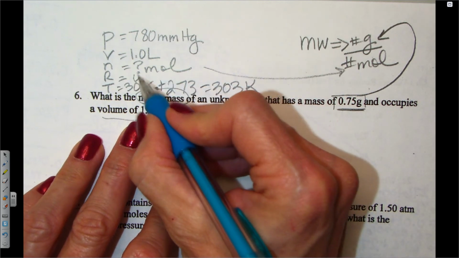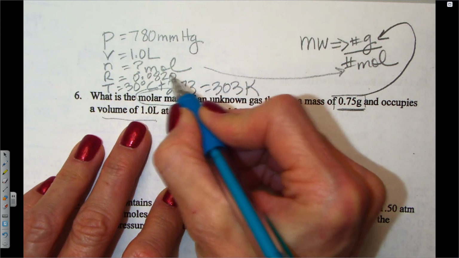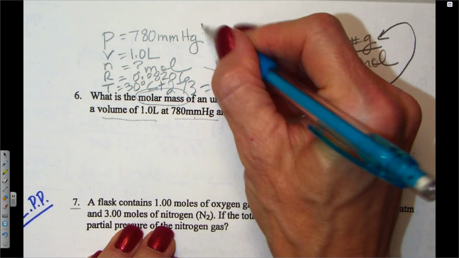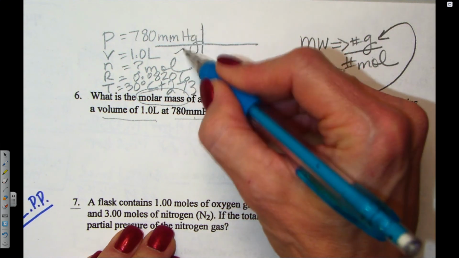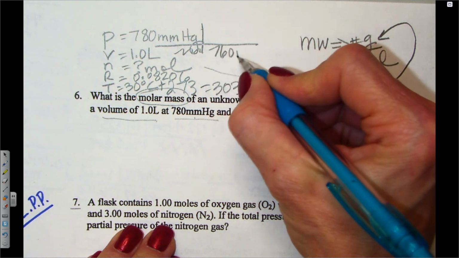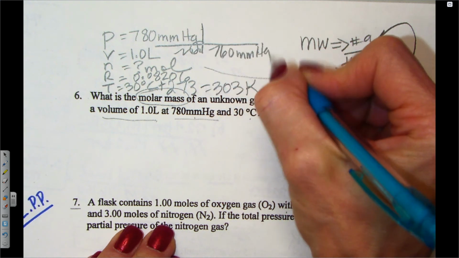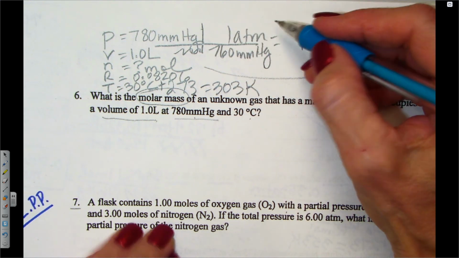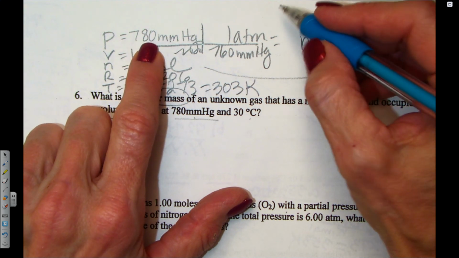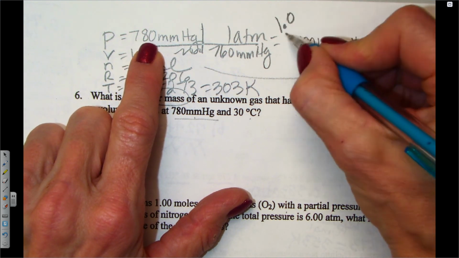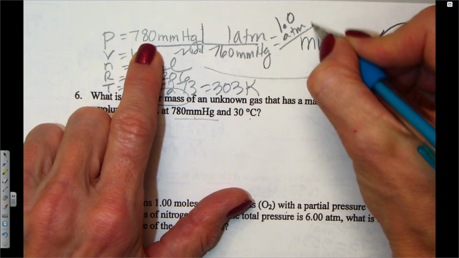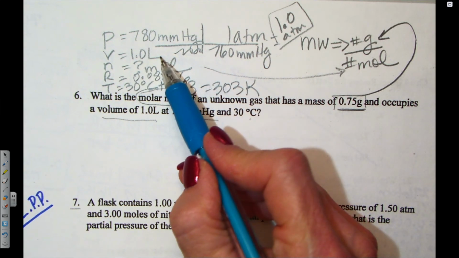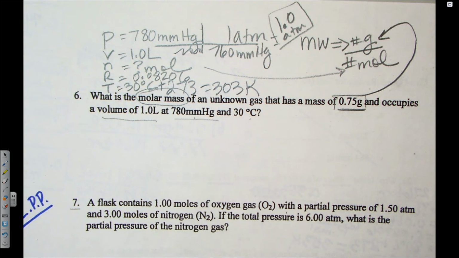We always know R is 0.08206. The pressure also has to be in atmospheres, so don't forget to do that conversion. So we're going to do that little pressure conversion. 760 millimeters of mercury is equal to 1 atmosphere. And that gave me, for 2 sig figs, because that only has 2 sig figs, 1.0 atmospheres. So now we have atmospheres for our unit of pressure. Volume is in liters. Temperature is in Kelvin.